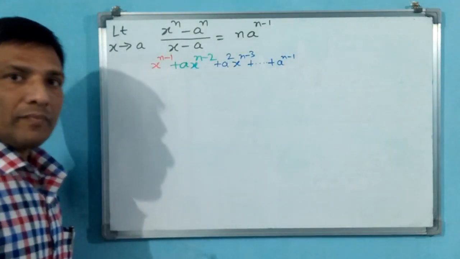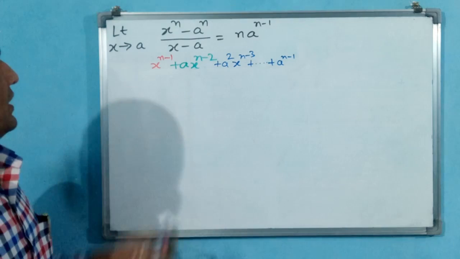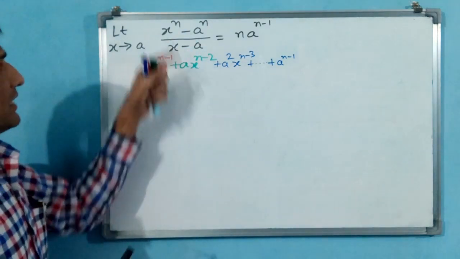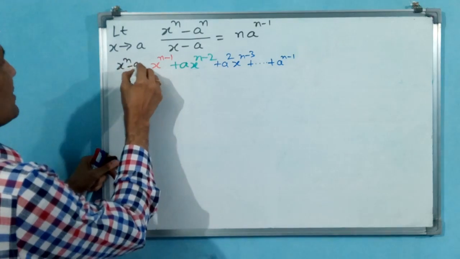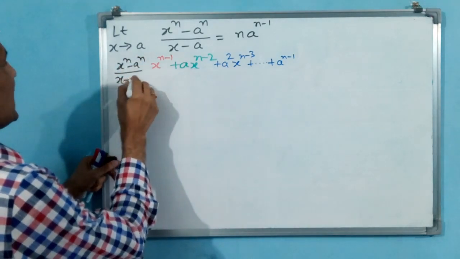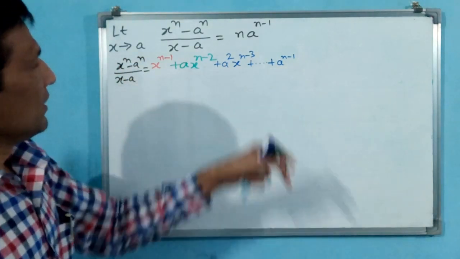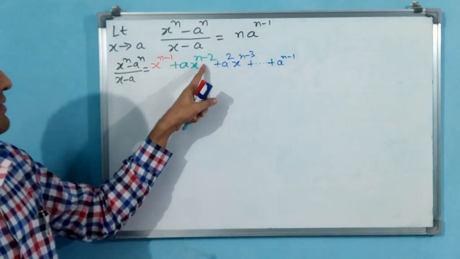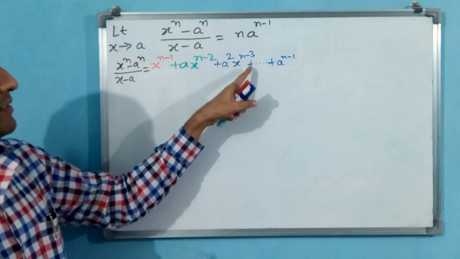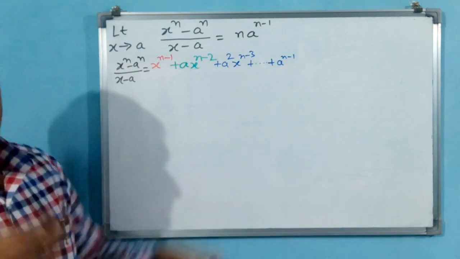Okay. Now see, if we divide, I am writing again: x power n minus a power n by x minus a is equal to x power n minus 1 plus a x power n minus 2 plus a square x power n minus 3 and so on, up to a power n minus 1 has come.